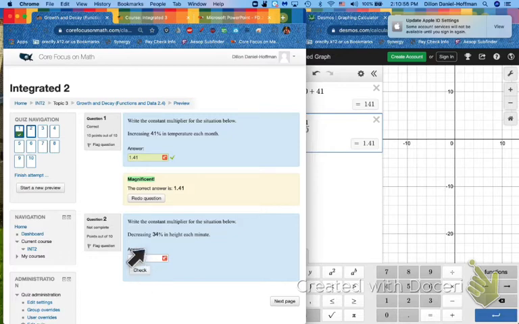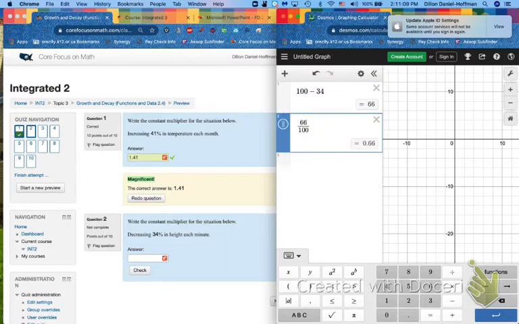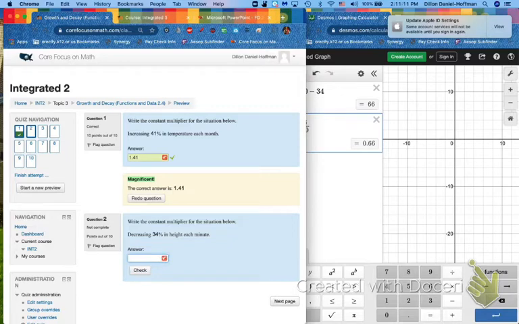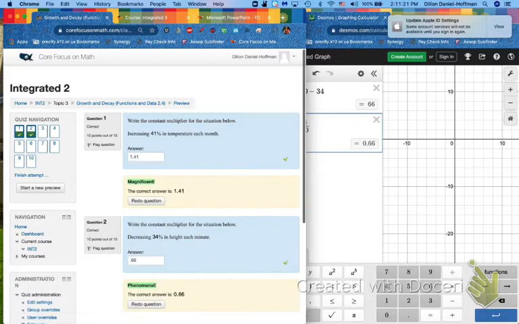Number 2 says decreasing 34%. So now I start at 100, but instead of adding, I'm going to minus 34. And then I'm going to replace this 141 now with 66 to get 0.66. So you start at 100 each time. If it's increasing, or other words that mean add, you add. If it's decreasing or other words that mean subtract, you subtract.